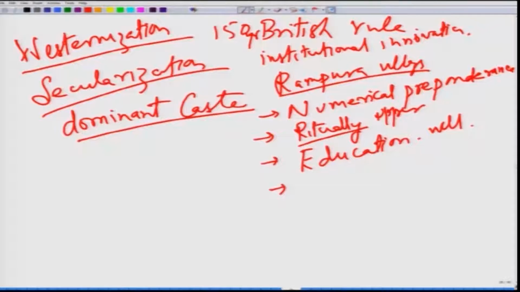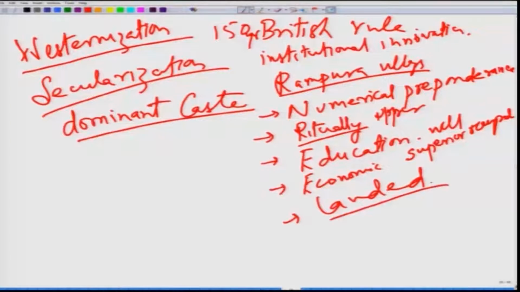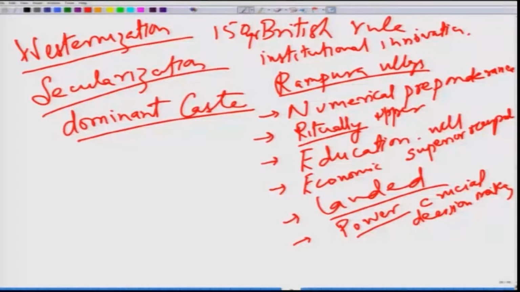And apart from that, the question of economic position in terms of having superior occupations. That is another important aspect, and they should be landed people. That is another important aspect which makes certain castes dominant. Especially, they are seen as dominant when they have the power of crucial decision making. So, crucial decision making is an important issue which makes them dominant. Thank you.